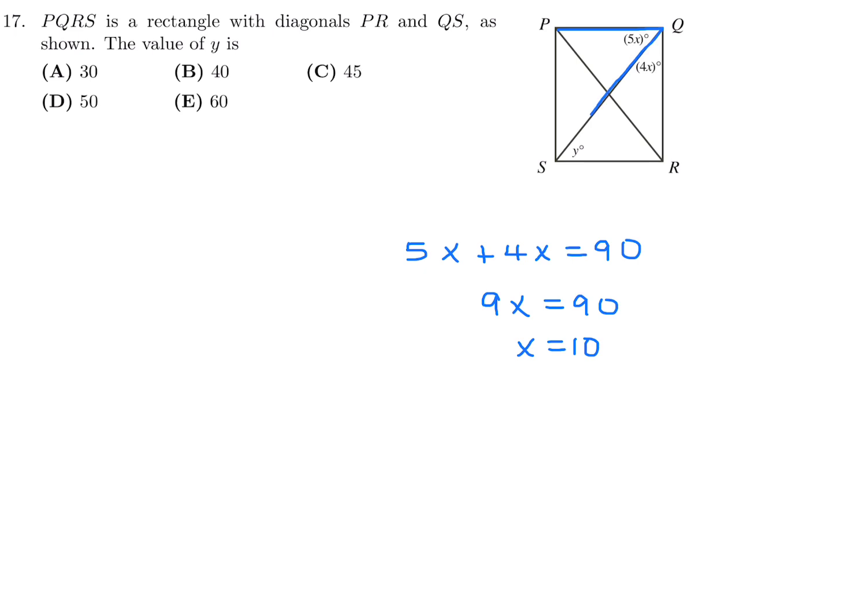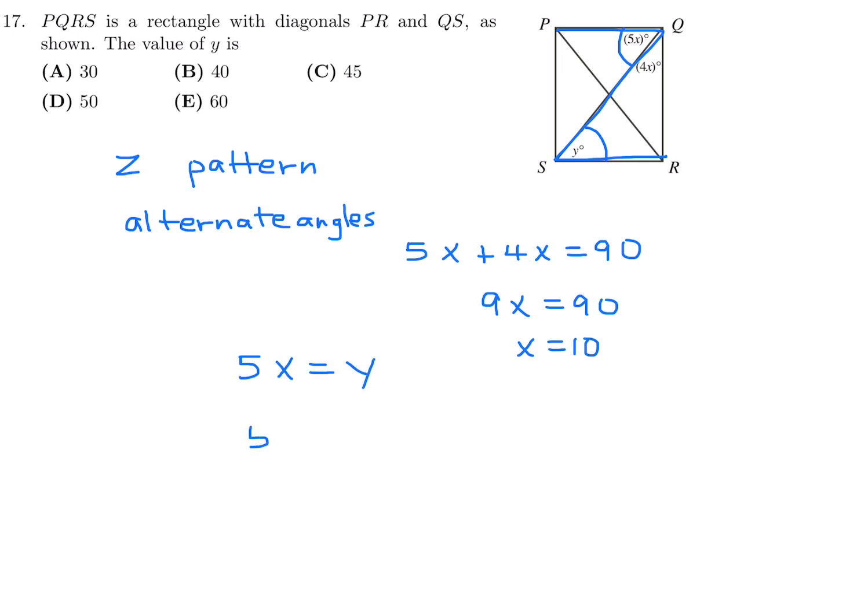Now, this creates a Z pattern, and some of you know, I hope, that means that this angle is the same as that angle. That is known as a Z pattern, or the more scientific term is alternate angles. This angle is the same as that angle. That means that 5x is the same as y. Well, x we know is 10, so substitute that in, and therefore 50 is equal to y, and that's what they wanted. So number 17, the answer is D.